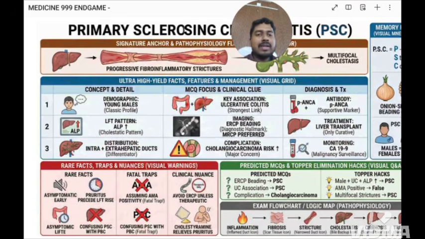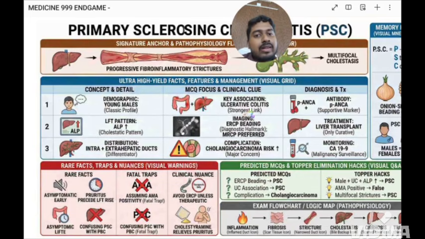You saw that in primary biliary cirrhosis only intrahepatic ducts were affected, but in primary sclerosing cholangitis, intrahepatic bile ducts along with extrahepatic ducts are also affected. This is a strong link with ulcerative colitis. When I covered ulcerative colitis, I told you how it is associated with PSC.